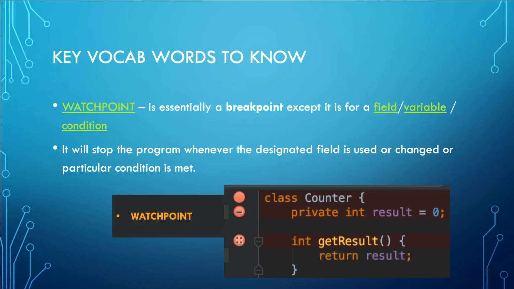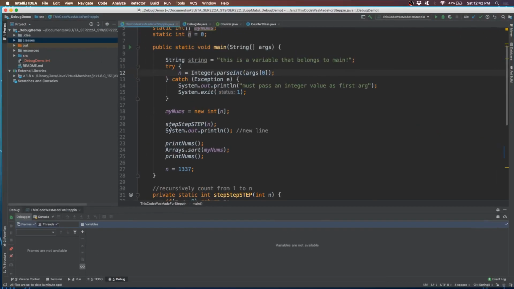A watch point is essentially a breakpoint, except it's for a field or variable, or if you set a condition on a breakpoint. A watch point will stop whenever the designated field is used or changed, or if the condition you created is met. So hopping back into the code, we can look at this again.